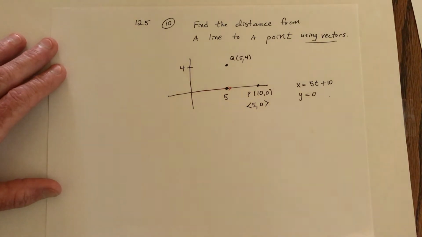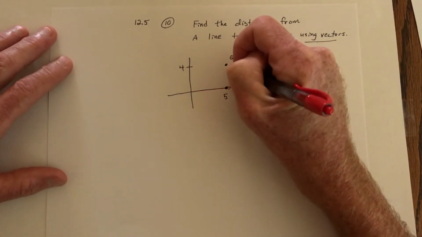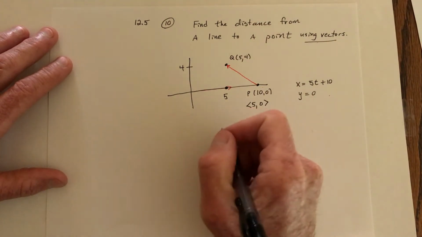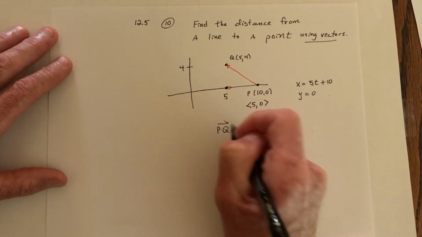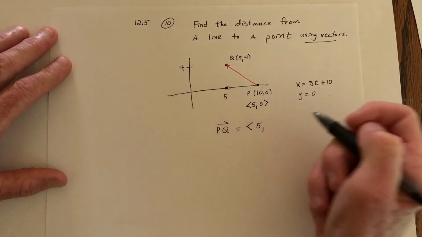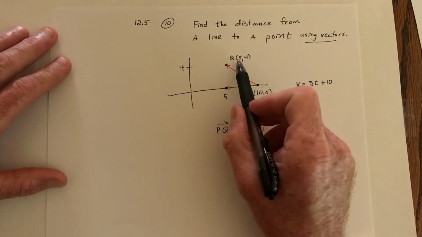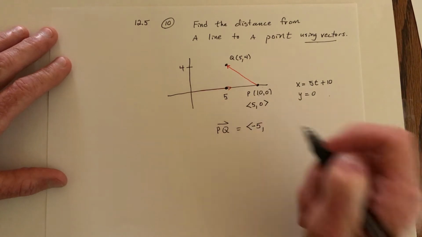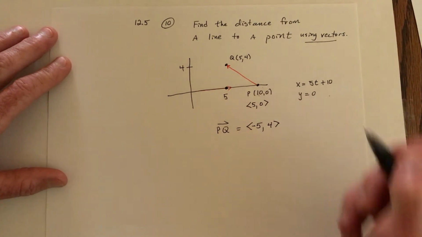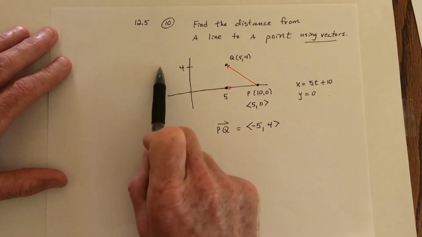Okay, now what I'm going to do is find the vector from P to Q. So just subtract those. So from P to Q, that would be 10 minus 5. And then it's going to be, oops, I went the other way. I should have gone Q minus P, so that's actually a negative 5. And then 4 minus 0. So let's see, that would mean go over by 5 and then up by 4.